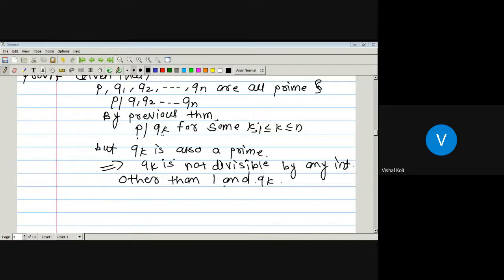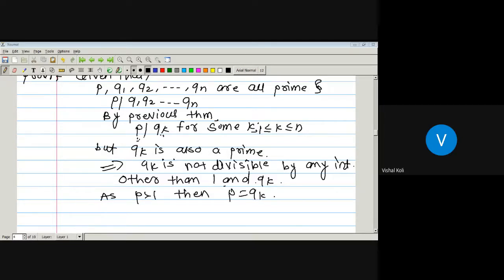But p is also a prime. It means p is not equal to 1. As p is not equal to 1 and p divides qk, then what is the relation between p and qk? Equal. As p is greater than 1, there is only one possibility, that p must be equal to qk only.